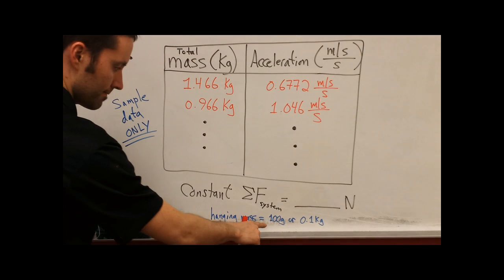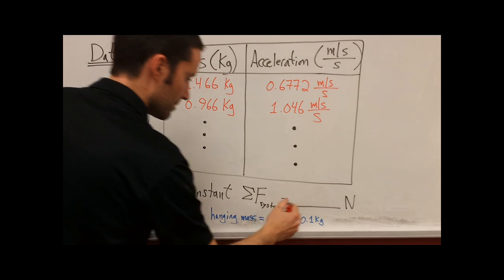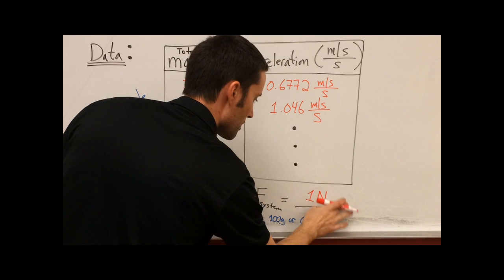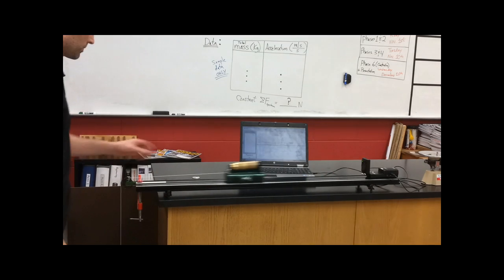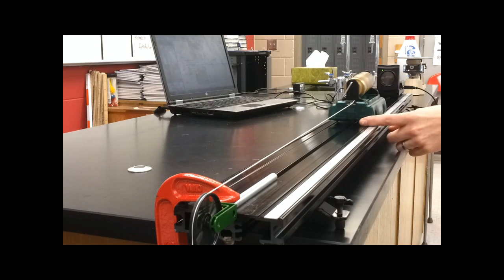The last thing you want to remember to write down is the value for the sum of the forces on your system, which, remember, just comes from how much gravity is pulling on your hanging mass. For my lab setup, there was a 100 gram mass hanging, near 0.1 kilograms, so the sum of the forces was 1 newton. Yours might be different. Now that you're familiar with the lab and the lab setup, you should be ready to start collecting data and investigating the effect of mass on an object's acceleration.